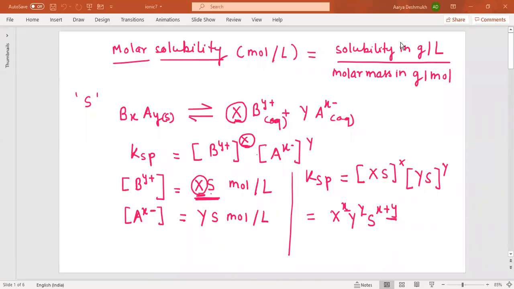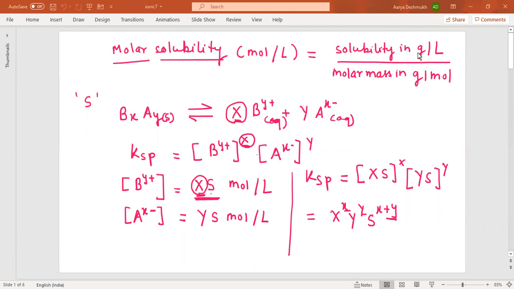Hello students, now let us start with the molar solubility. Molar solubility is nothing but the number of moles of a compound which dissolve to give 1 liter of saturated solution. The term saturated solution is very important in solubility. That is called the molar solubility.